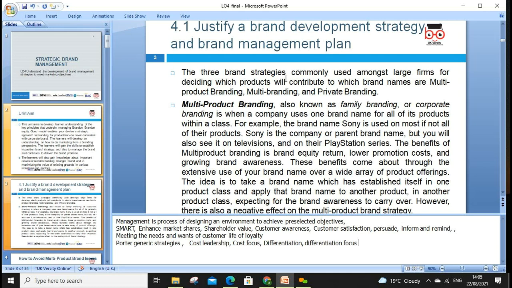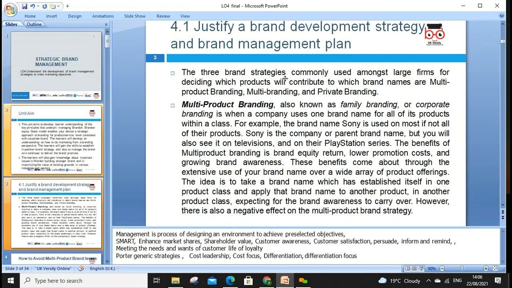There are three brand strategies commonly used among the largest firms for deciding which products will carry the brand names: multiple product branding, multiple branding, and private branding. First we look at multiple product branding, also known as family brand or corporate brand, when a company uses one brand name for all its products. For example, the brand name of Sony is used on most, if not all, of their products. Sony is the parent brand name, but you will also see Sony television and Sony PlayStation series. The benefit is multiple brand equity return.